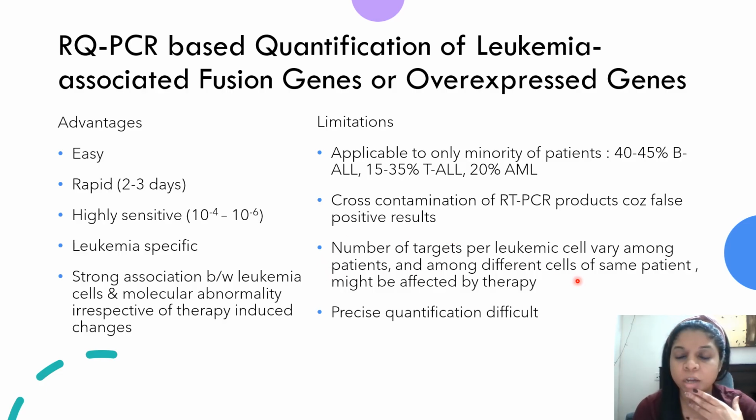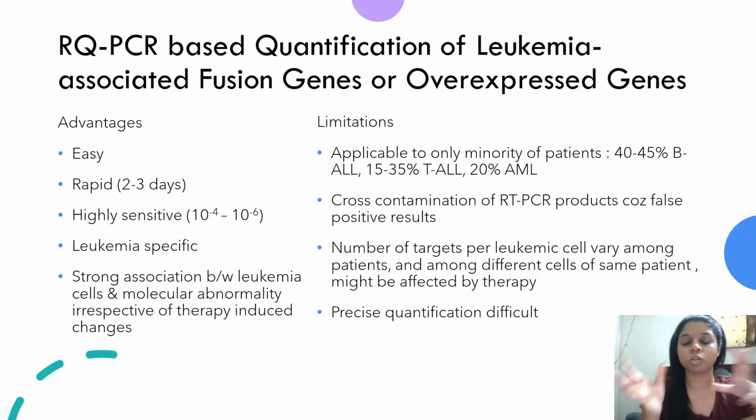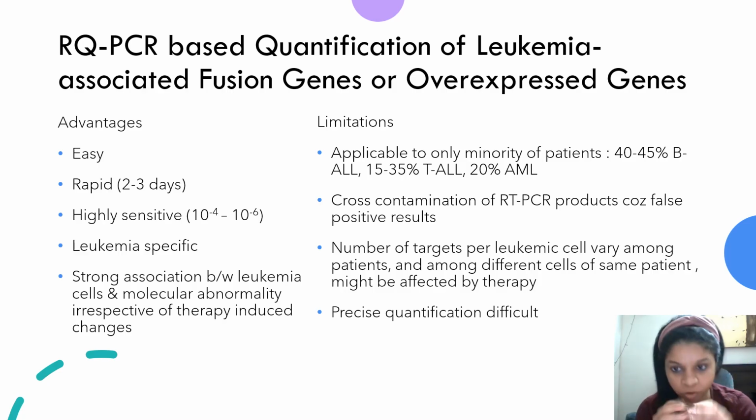The number of targets per leukemic cell varies among the patients, and among different cells of the same patient it might be affected by therapy. So we think that one fusion transcript will be seen per cell, but that is not the case. Sometimes there can be more transcripts even in one cell. You know that atypical mitosis and all happens, so when there is so much division of the chromosomes, there can be so many transcripts in one cell itself.